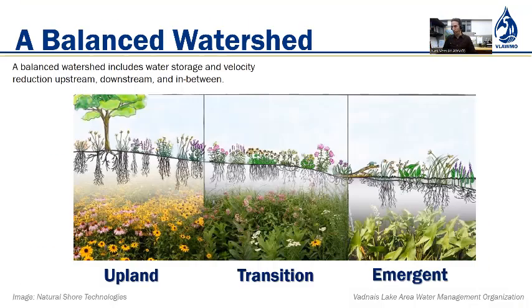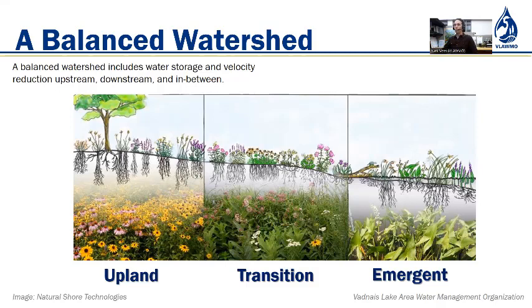We have our control structures, but we are in need of a better balance. We're in need of more storage upland so that the emergent and transition zones don't get hammered with sediment, nutrients, and all the other debris that comes with stormwater. So the balanced watershed includes water storage and velocity reduction upstream, downstream, in between.